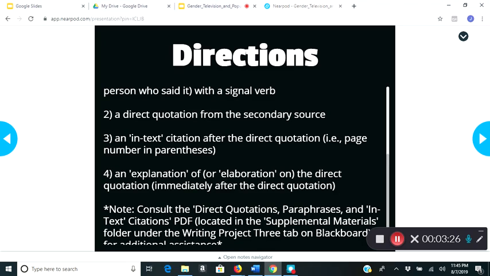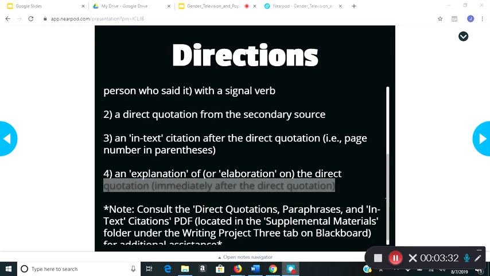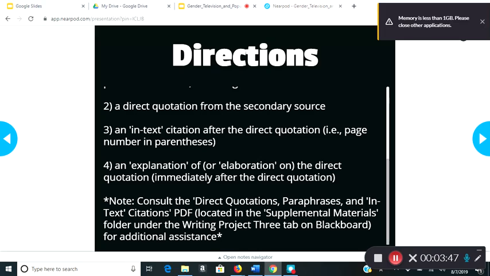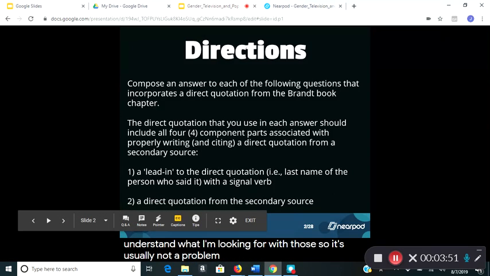They would also need an explanation of the direct quote after it. And here I do give them a document that they can use, which is up on their Blackboard if they need help with the direct quotations. Usually by this point in the semester, the students are good with doing the direct quotes. They understand what I'm looking for with those, so it's usually not a problem.